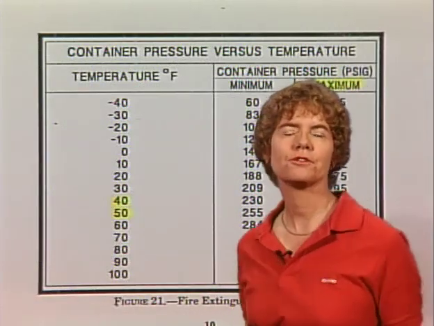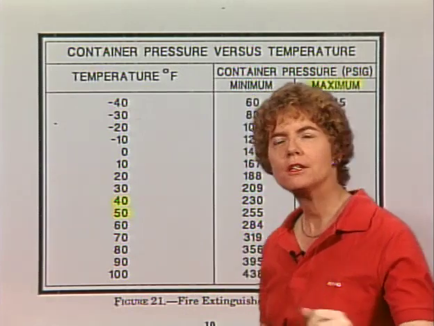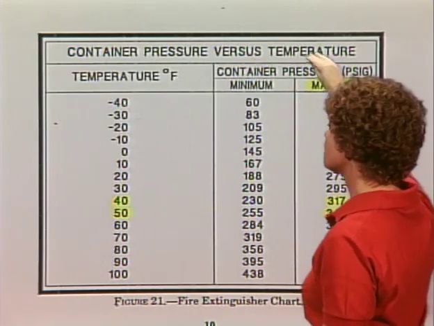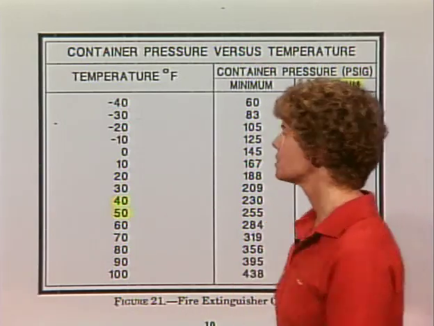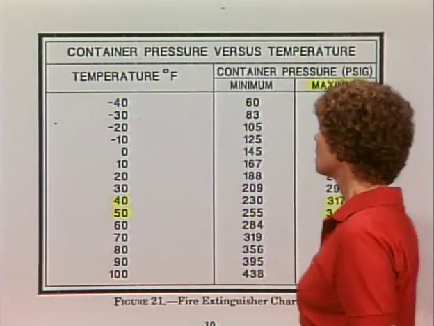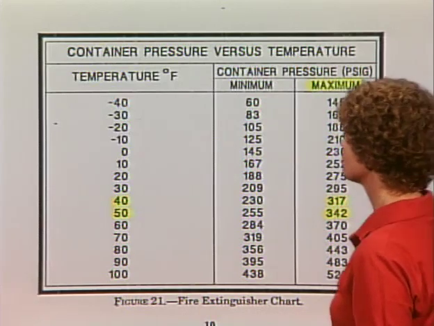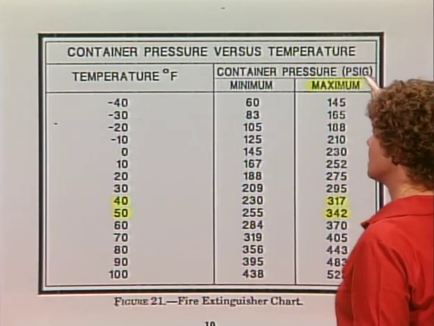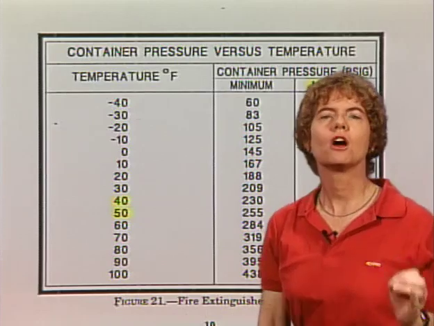To determine the allowable pressure and temperature range for a fire extinguisher, you use the container pressure versus temperature chart. Take a look in Appendix 2 at Figure 21. When you get to Figure 21, sure enough, the label on the chart says container pressure versus temperature. It's got 3 columns on it. The left-hand column is temperature in degrees Fahrenheit. The center column is minimum container pressure, and the right-hand column is maximum container pressure, in PSIG, pounds per square inch on the gauge.